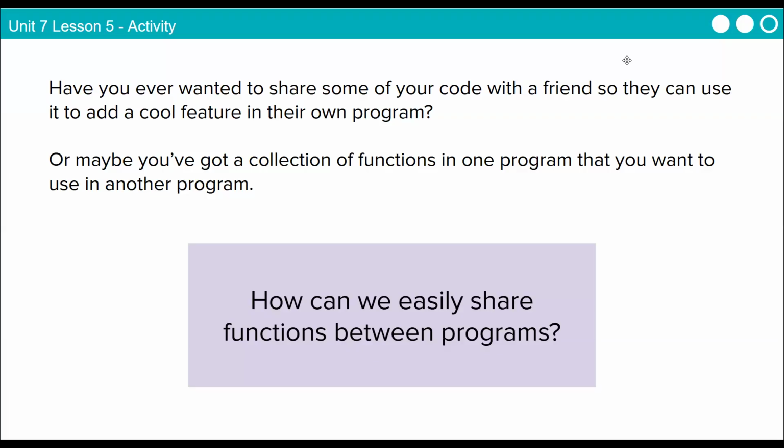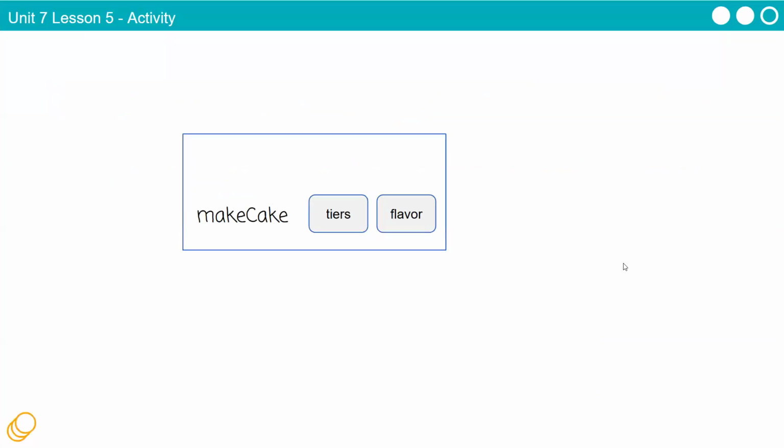So our guiding thought for all of these library and API things is, have you ever wanted to share some of your code with a friend so they can use it to add a cool feature in their own program? Or maybe you've got a collection of functions in one program that you want to use in another program. How can we easily share functions between programs? And you're going to find out the answer to that question is a library.